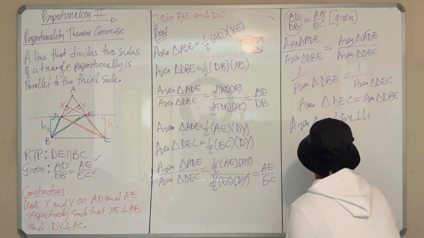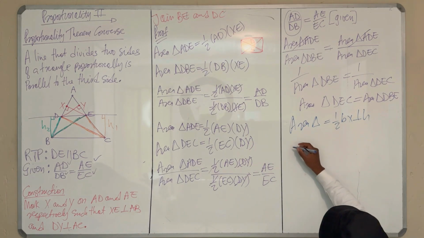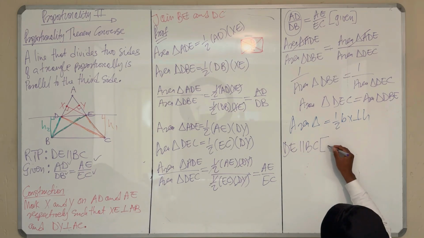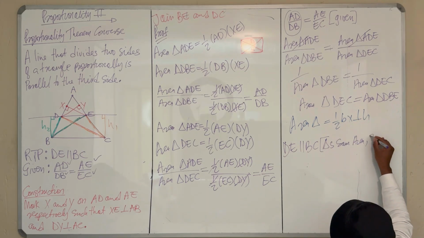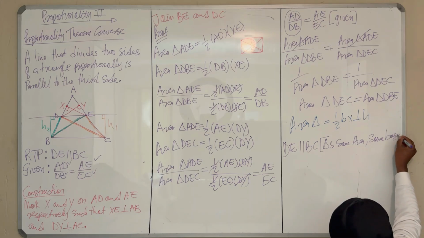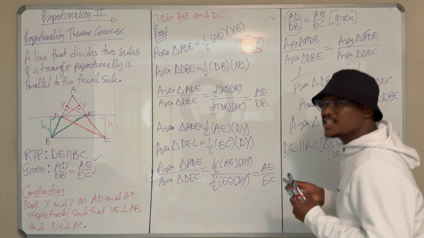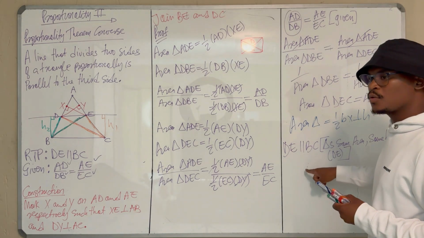So in that case, what are we going to say? We're going to say, okay, DE is parallel to BC. Why? Because the triangles have the same area and the same base, which is DE, right? Yes. So in that case, the height also has to be the same. The height, therefore, will also be the same, which means now those two lines are parallel.